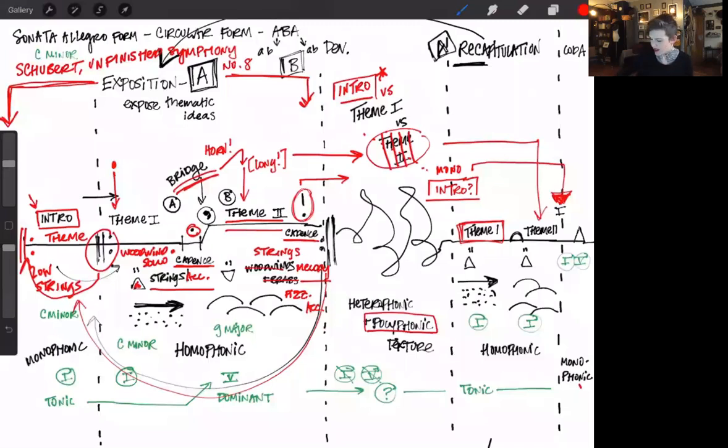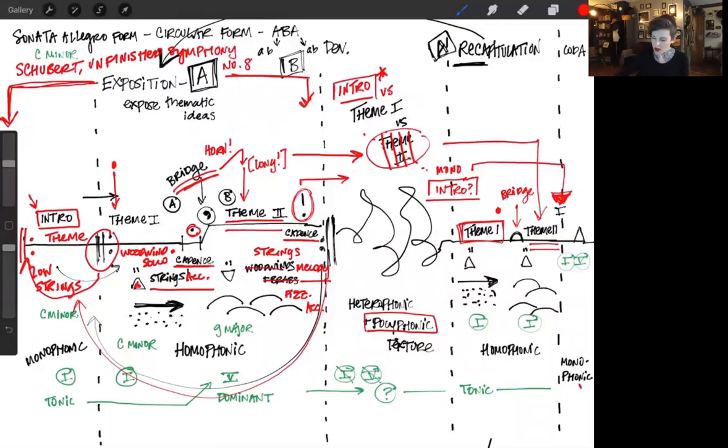Okay, so we're back. We're here in theme 1 in our recapitulation. Like I said, we didn't hear our monotonic intro. There we go, we're at the bridge. So we might hear the introduction after we hear what we're listening to right now, which is theme 2.